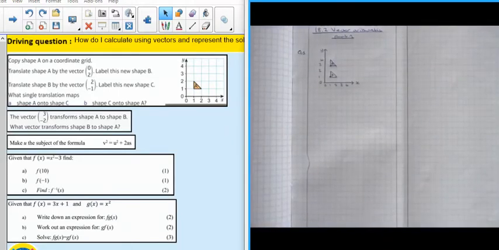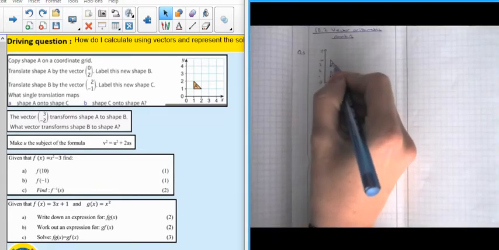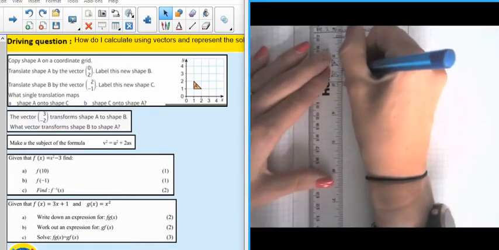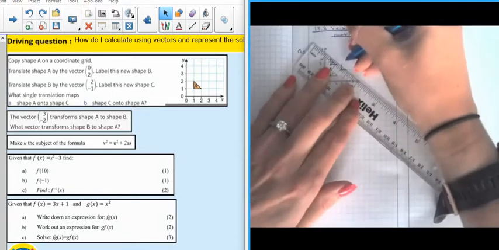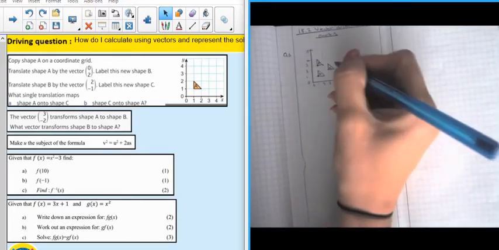Then it says translate shape B by the vector 2, negative 1. So I'm going to go 2 to the right and 1 down. I'm going to stick with the same vertice and go 1, 2, 1 down. Draw a congruent triangle. That means the same shape and size. And label it C.